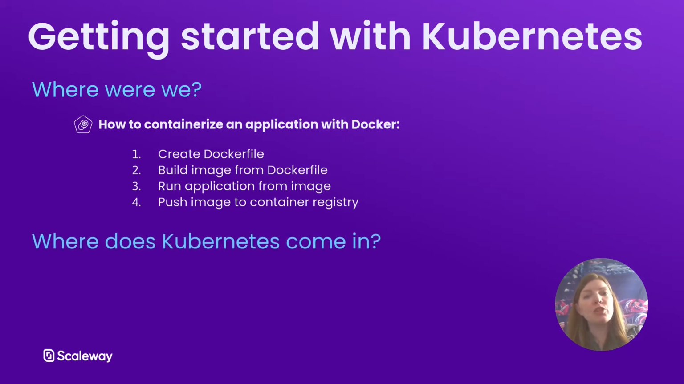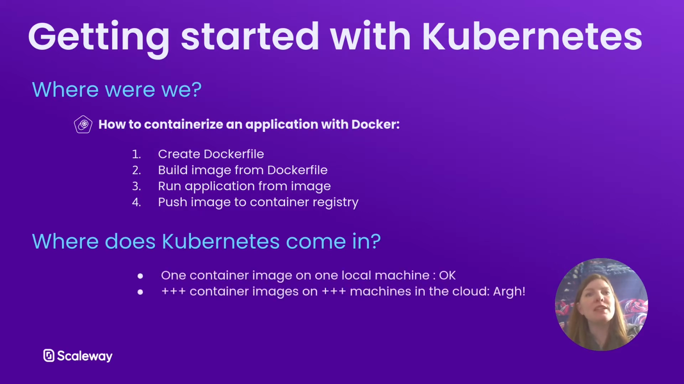So where does Kubernetes come into all this? Well, in the first video, we were just dealing with running one container image on one local machine, and that was fine. But in a production environment, we might need huge amounts of containers running simultaneously across multiple machines in the cloud. And managing that by hand is not so easy. And this is where Kubernetes comes in.